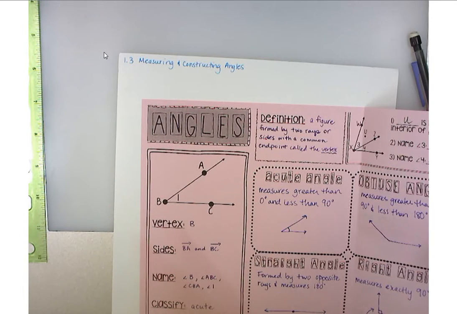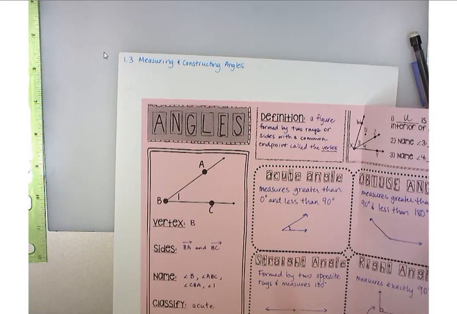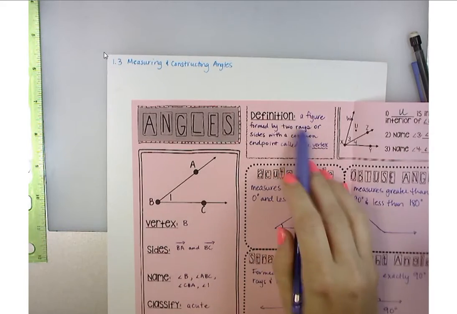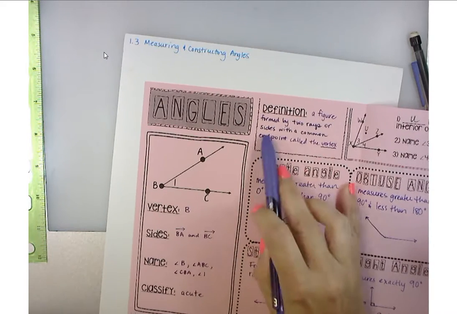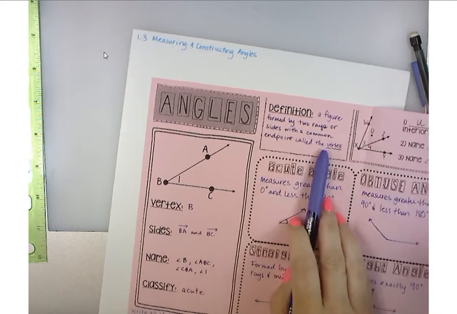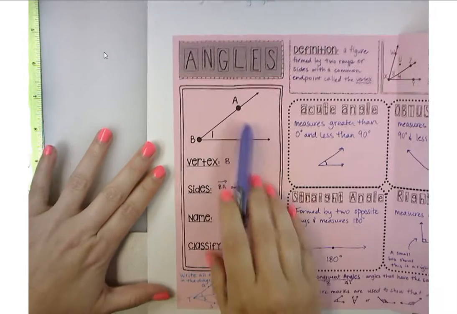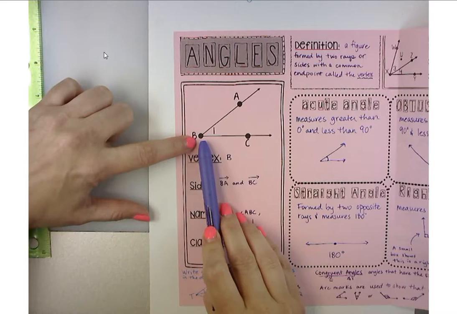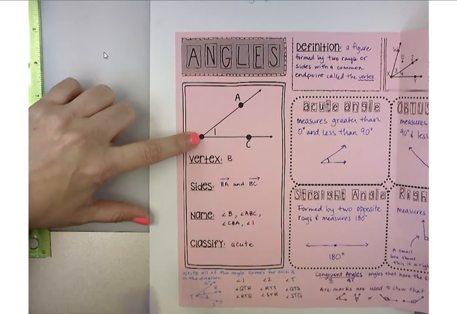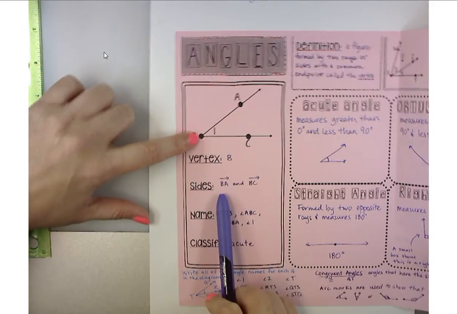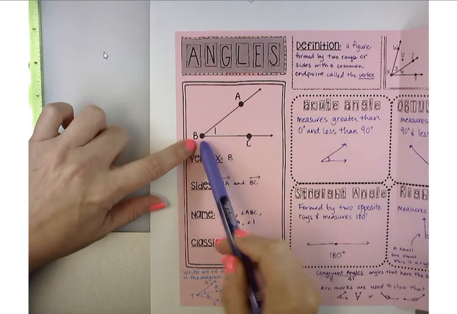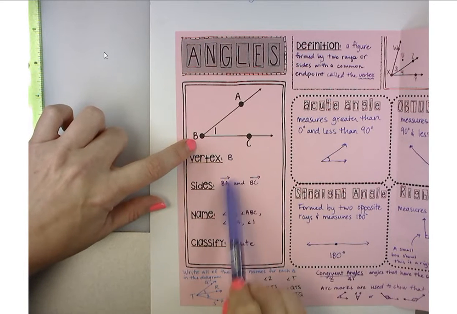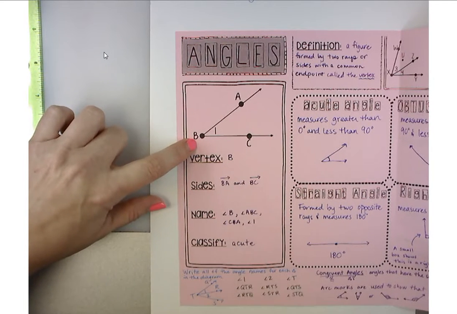So this video might be a little quicker than if I was recording it when we actually did it in class. So what we learned about were angles. An angle is a figure that's formed by two rays or sides with a common endpoint, which is called the vertex. So if we look at this angle as an example, our vertex is B. That's the endpoint that's connecting these two rays. The rays are the sides, and those are called BA and BC. Notice that we do make sure we use the correct ray terminology there.